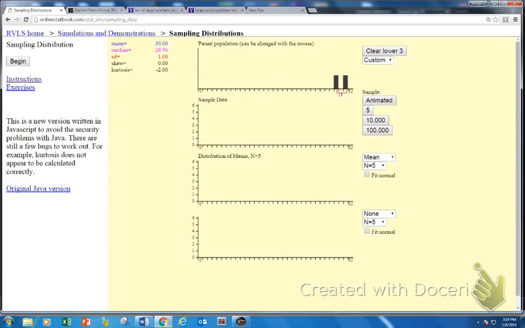Now, I just hit the custom one and I just clicked on, and it's not working right now. I don't know why it's not working anymore, but I don't care. We've got these two right here. Look at your mean versus your median. This looks like it's approximately normal.